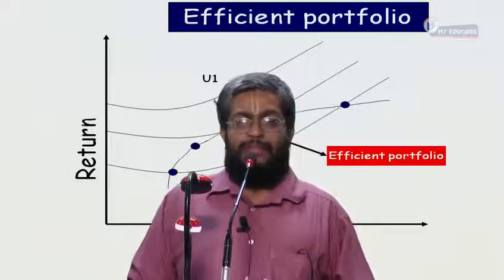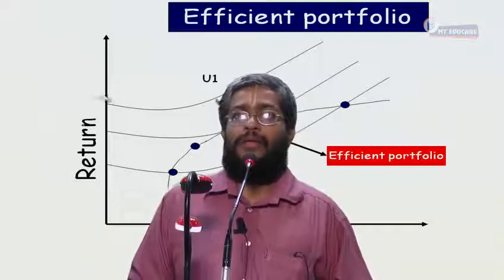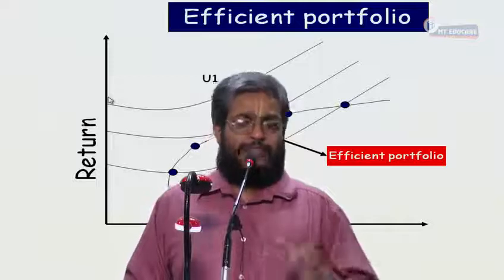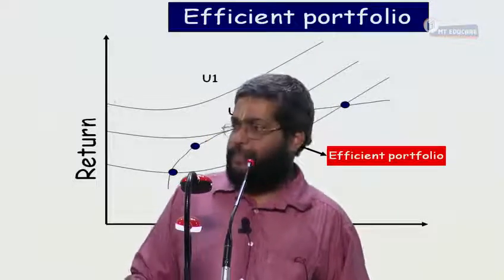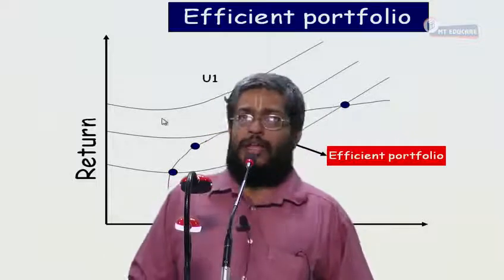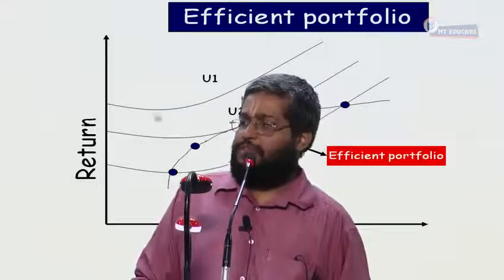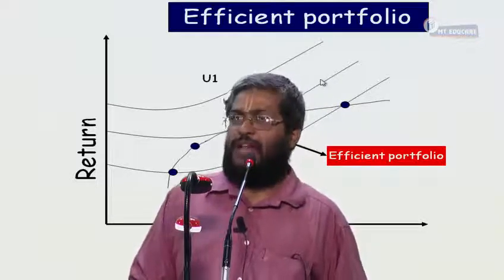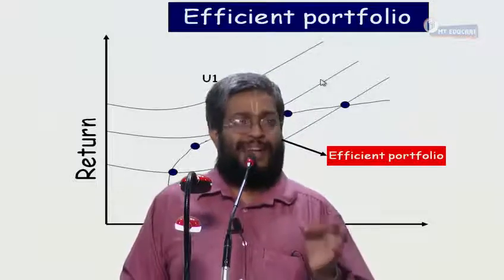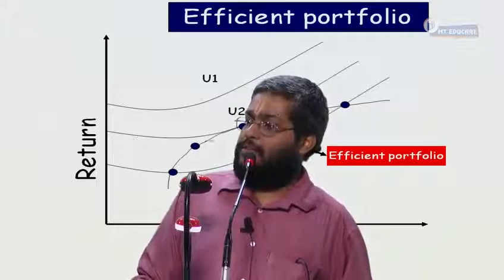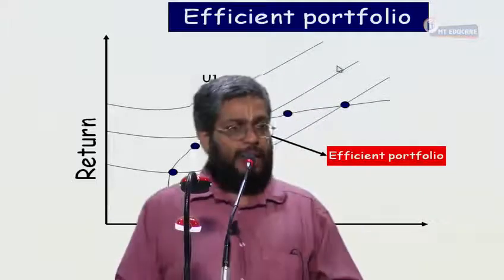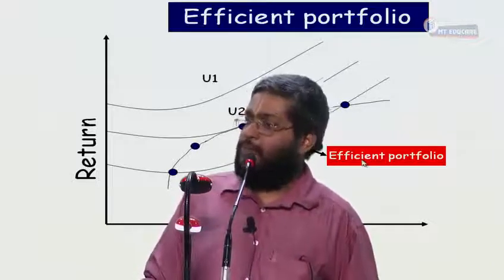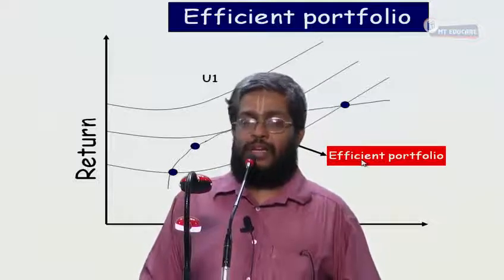Point number 5, sorry, point number 5. The utility curve will first touch the efficiency frontier at the point of what? Tangency. The utility curve first touches the efficiency frontier at the point of tangency, which is called what? Efficient portfolio.